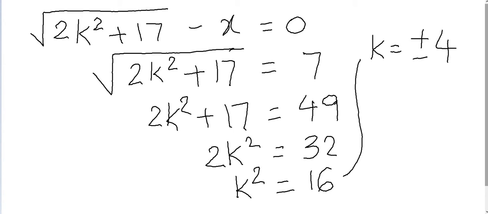So it has two values, either plus 4 or minus 4. But k is given in the question as greater than 0. So k is positive. So k will then be plus 4 and not minus 4. So then your answer is choice C.